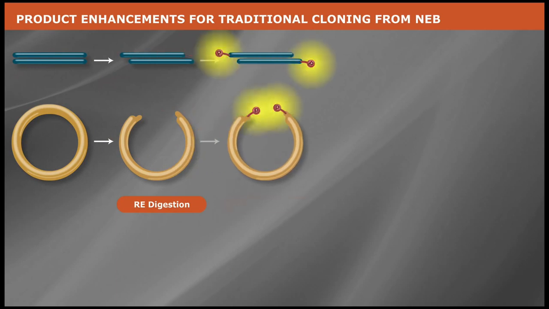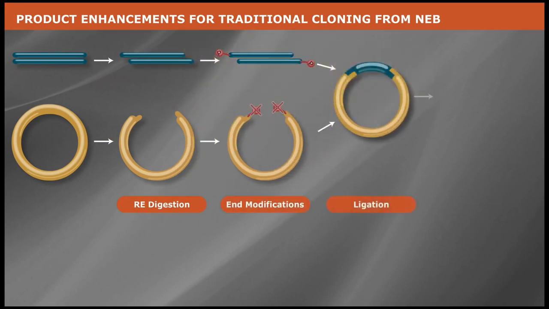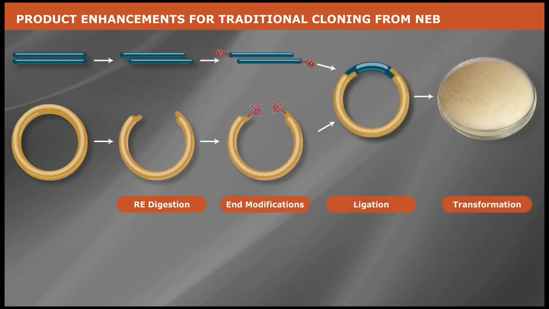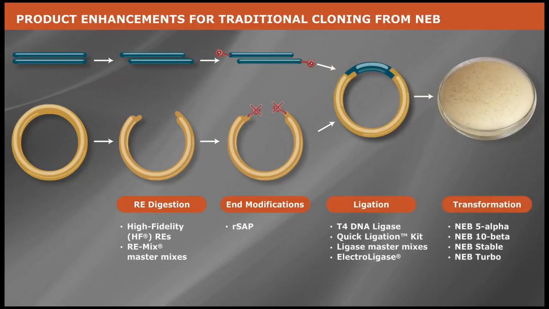Although the basic workflow in traditional cloning has not changed much since the 1970s, the introduction of faster and much more robust enzyme and buffer combinations, as well as wider specificities in the last decade, has made this approach easier and faster than ever before.